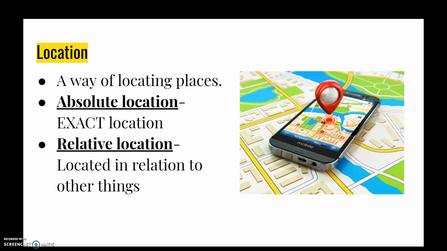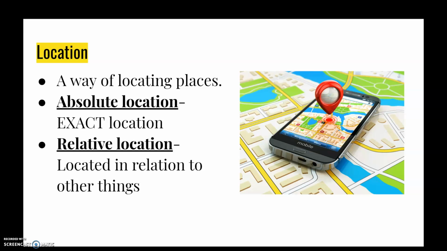The first one is absolute location, which is the exact location. So think of this as you plug it into your phone and it's going to take you exactly to where you need to be. It'll take you exactly to the Sonic that you need to get to with the address, and it'll tell you exactly where to turn, things like that.